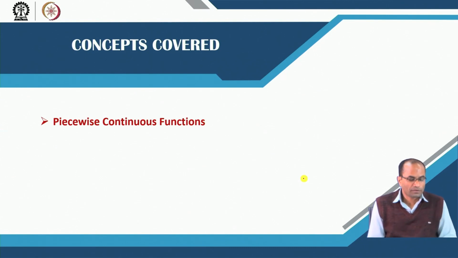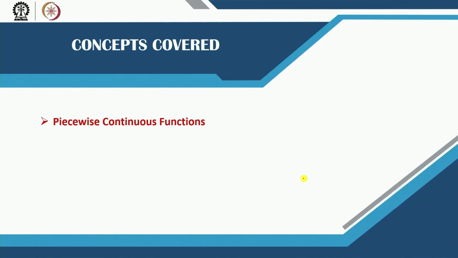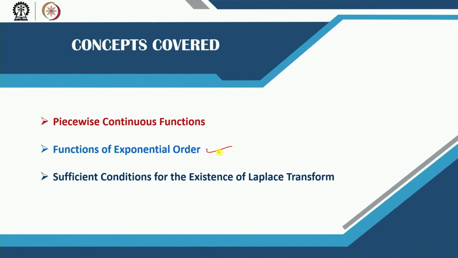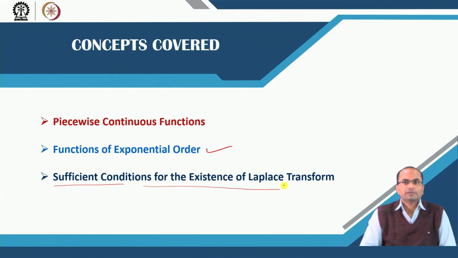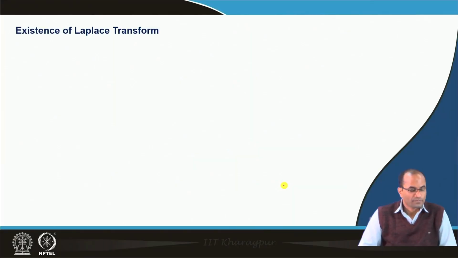So, we will be talking about the piecewise continuity of the functions, because that is required as a sufficient condition. We will also be talking about functions of exponential order, and then finally, what are the sufficient conditions for the existence of Laplace transform.